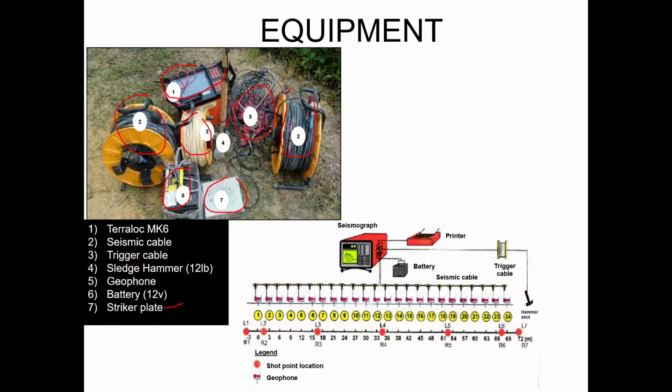So this is how they put the arrangement of the equipment in the field. 1, 2, 3, 4 up to 24 are the geophones. This equipment is normally put in the center. We have the hammer shot here. The hammer uses the trigger cable. Then the printer, we don't need to bring it to the field. We can use it on the side in the office.